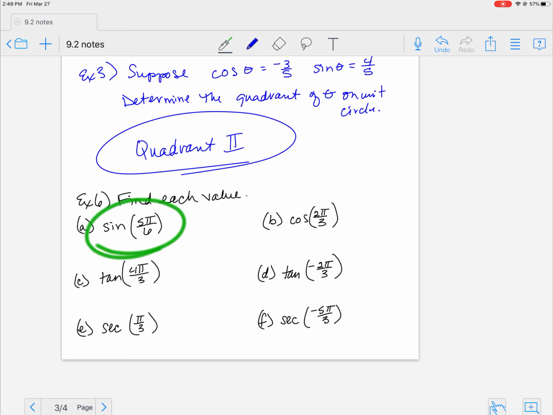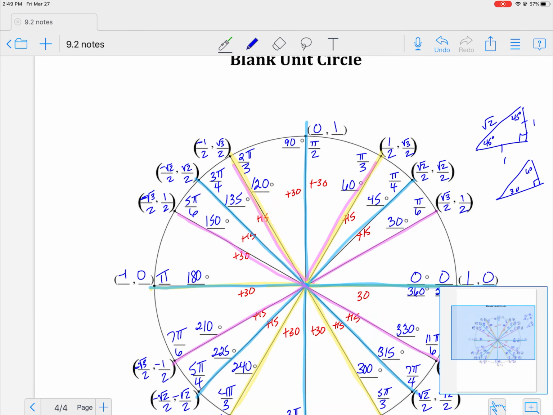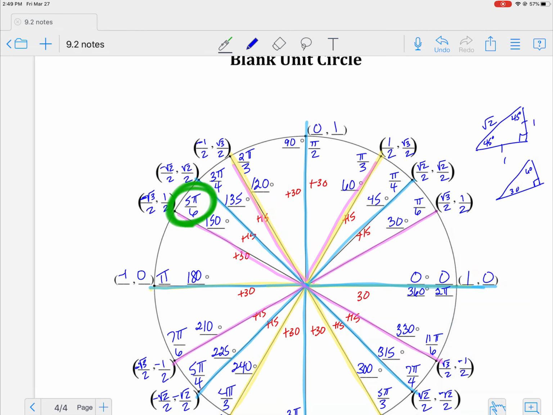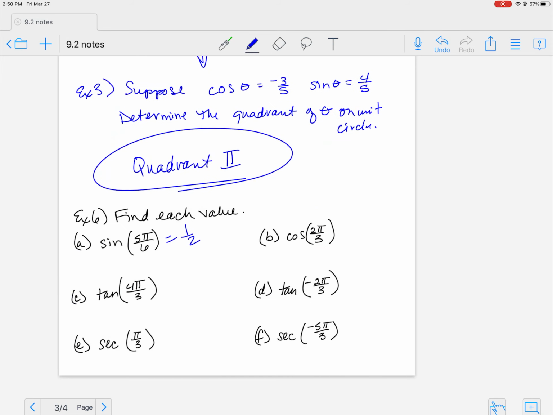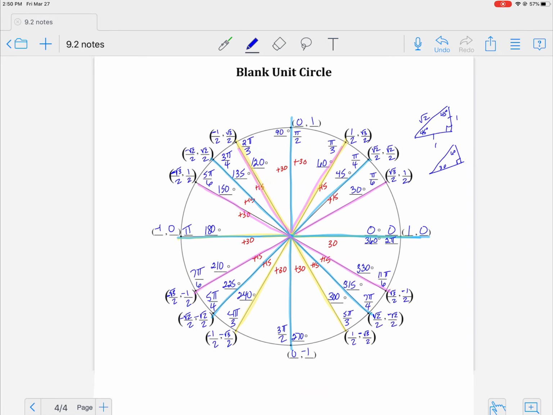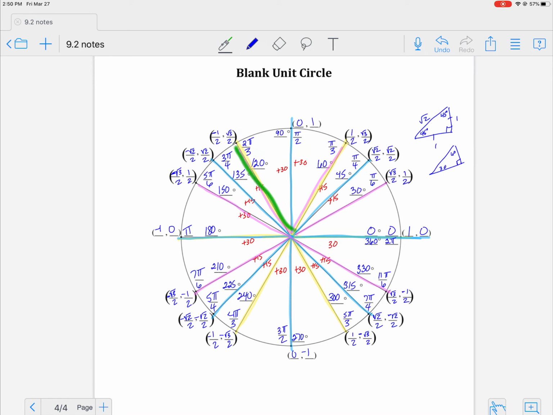So we are going to use our unit circle to find the value of these. I'm going to find the value of the sine of 5 pi over 6. Now this is what I want you to be thinking about. 5 pi over 6 is in quadrant 2, and I know that because 5 is smaller than 6, so it has to be less than pi. So if I'm coming over here, 5 pi over 6, I want the sine value. Now which one is sine? It's the y's. So the sine of 5 pi over 6 is 1/2. It's literally that easy.